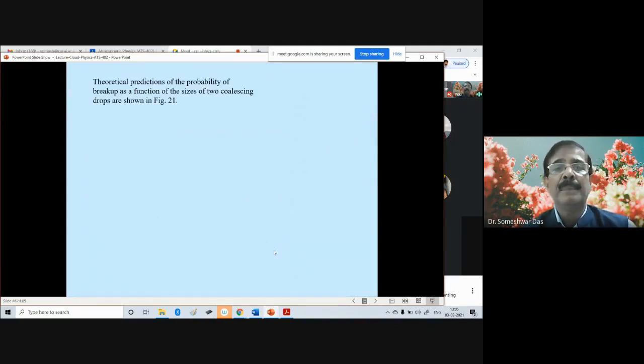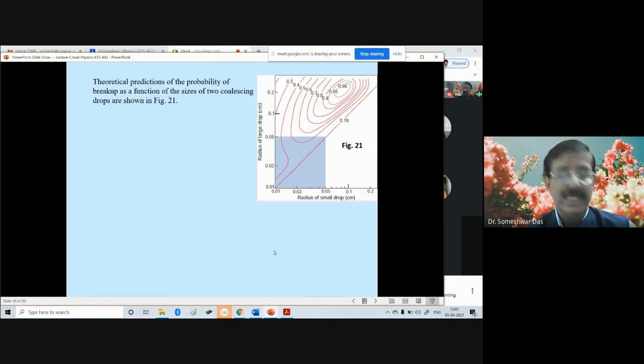Theoretical predictions of the probability of breakup as a function of the sizes of two coalescing drops are shown in the next figure, figure 21. This diagram is showing you the radius of large drops versus the radius of small drops when they are falling down, and the probability of the collision. These contours that you are seeing indicate the probability, right?